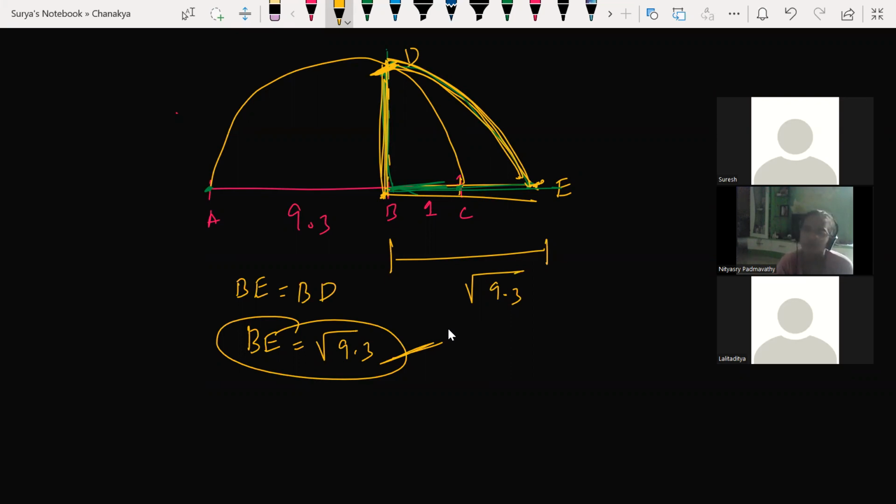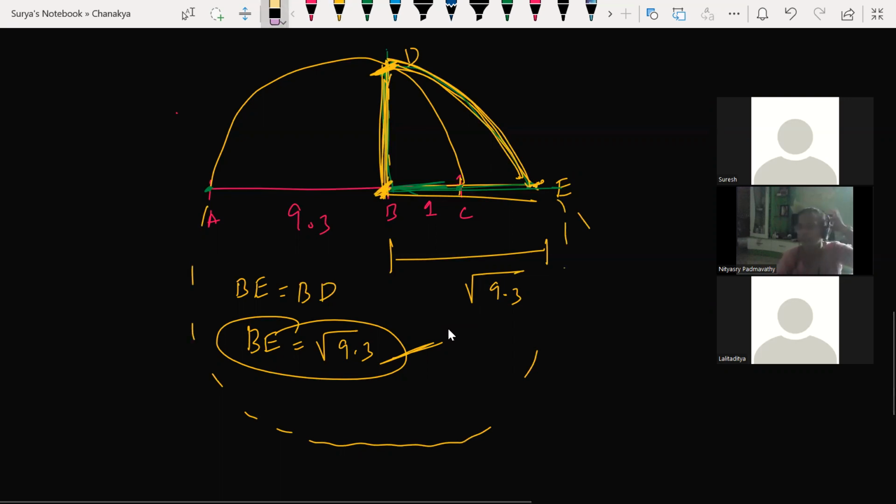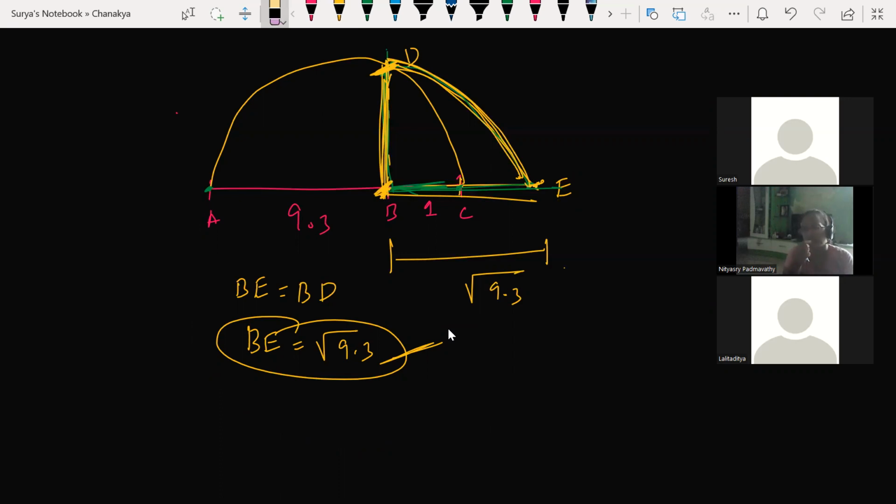Why? Because look at this, beta, if this will be the circle here, let us say this is my center. B is the center, sir. And 9.3 is the radius, sir. So with center B and radius BD, I just drew that arc. Sir, so E should be root 9.3, right?